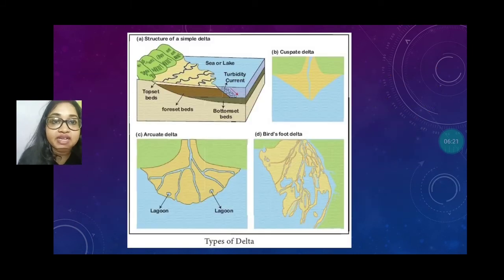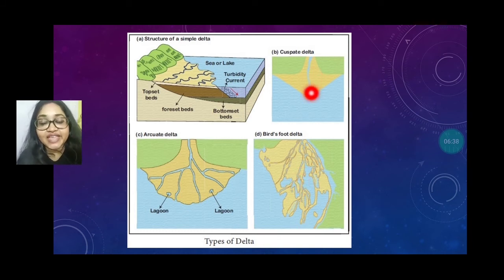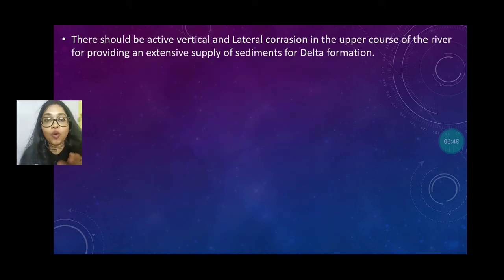You can see the pictures. The first one is the total delta region. This picture is the arcuate delta. You can see it is totally triangular in shape. Next one is the bird foot delta, just like a bird's foot, and the last one is the cuspate delta. See the picture and please practice drawing this picture.